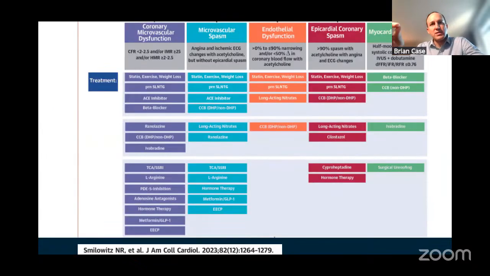And this is the second part to that JACC review. You can see these are all the different treatment options that we have for our patients. There are a lot of different treatment options out there, and a lot of times it's trial and error for your patients. Once you have a CMD patient, you have a CMD patient for life, and you might have to use 1, 2, 3, 4 different therapies to treat your patient.